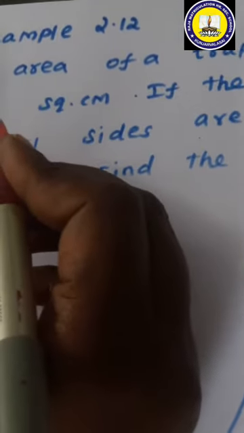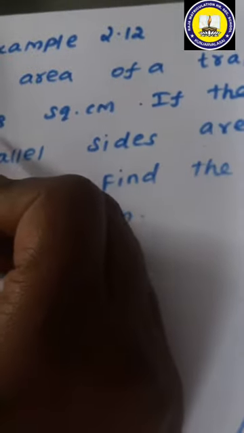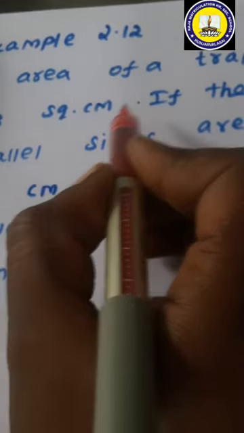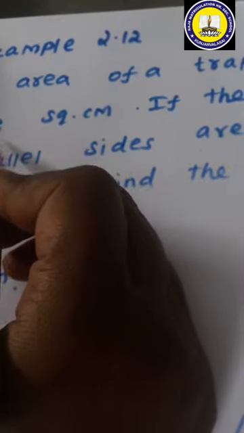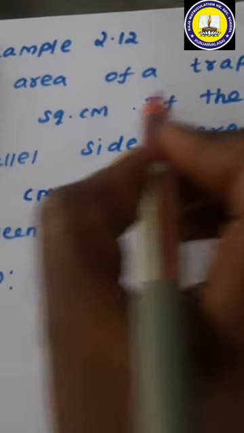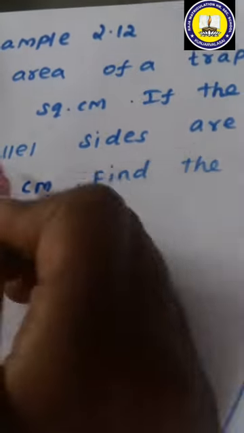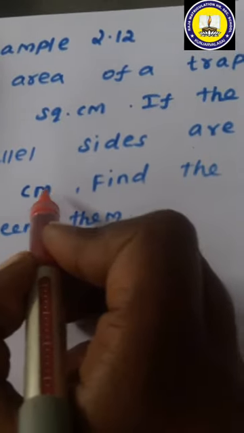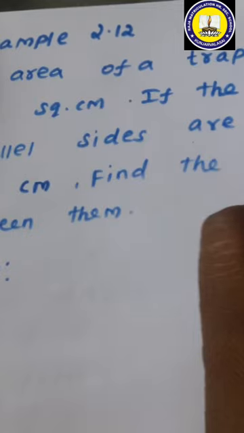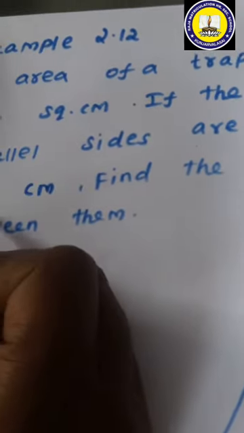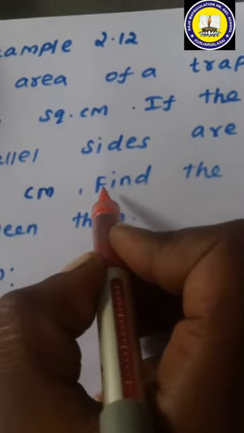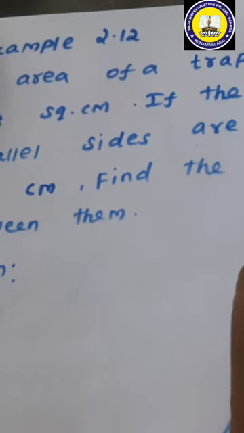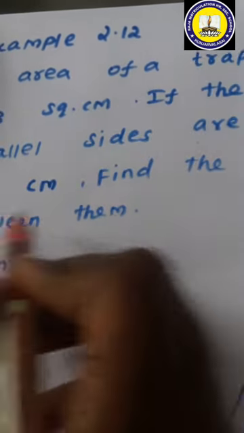Okay, we will see the next example. The area of a trapezium is 828 square centimeter. That is, area is equal to 828 square centimeter, if the lengths of its parallel sides are 19.6 centimeter and 16.4 centimeter. That is, A is equal to 19.6 centimeter and B is equal to 16.4 centimeter. Now we have to find the distance, that is H, between them.